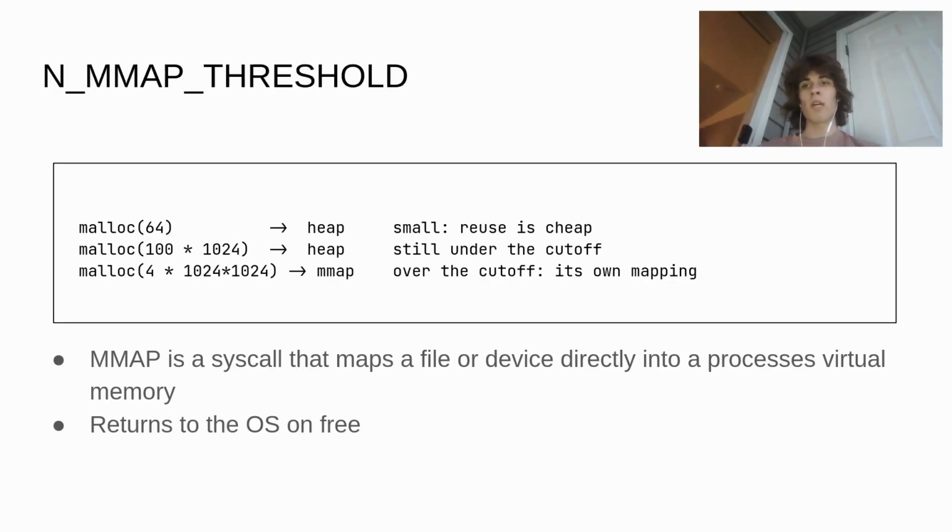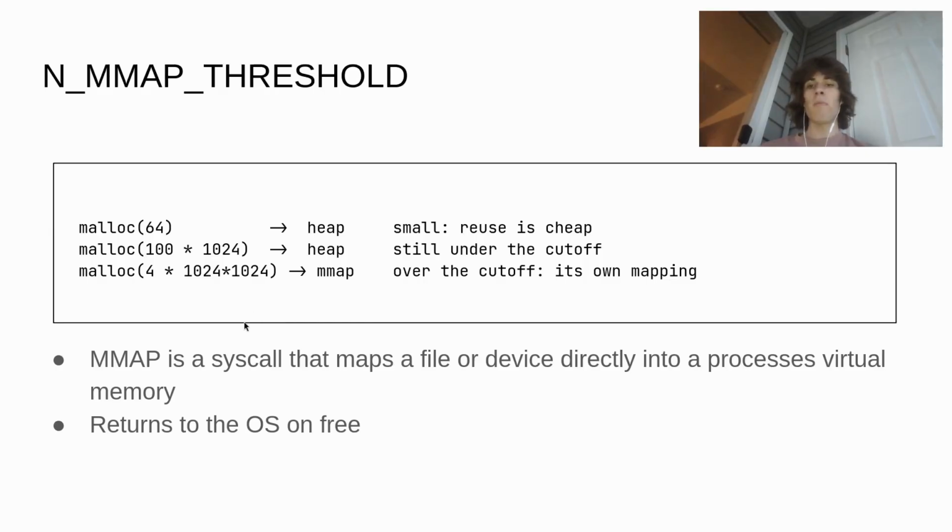So next up, I want to talk about the mmap threshold. When you call malloc, you're going to pass in an integer, and that integer represents the number of bytes of memory you want. So for example, when you call malloc(64), because it's such a small amount, malloc is going to give it to you on the heap. And if you wanted something a little bigger, like 100,000 bytes or so, it's still underneath a cutoff, and the cutoff is for using mmap.